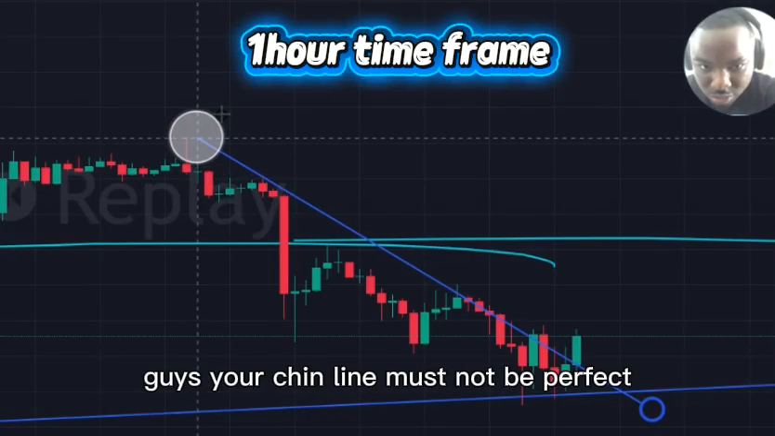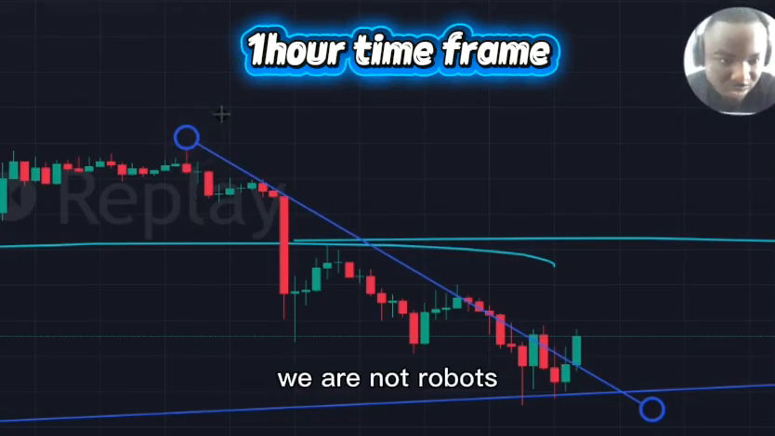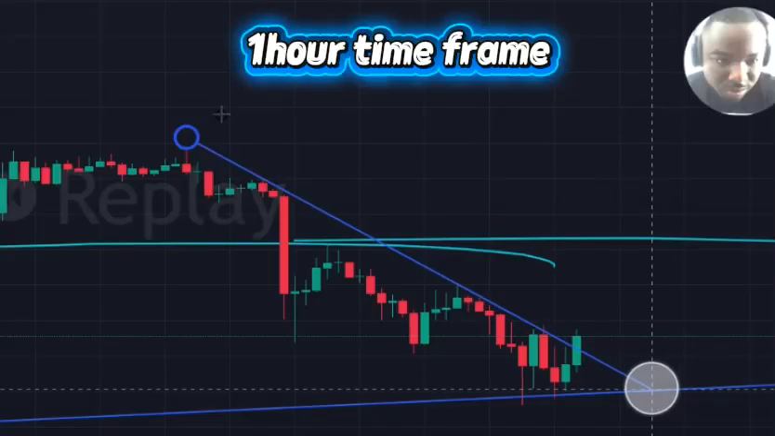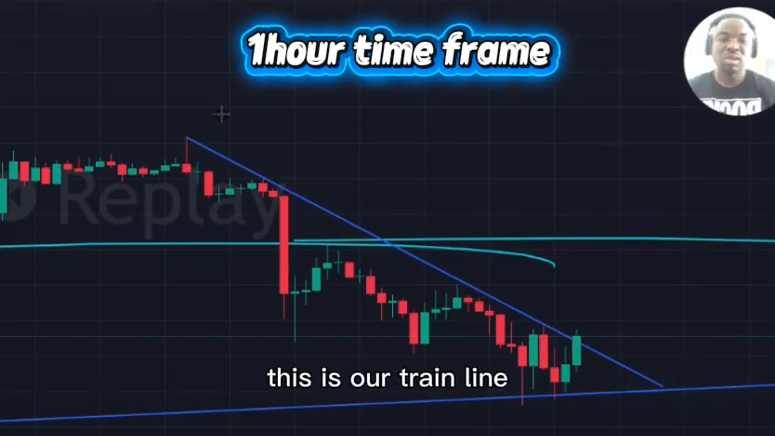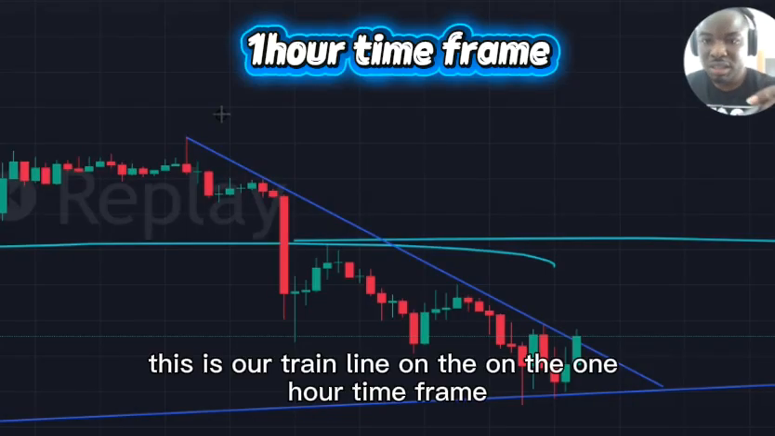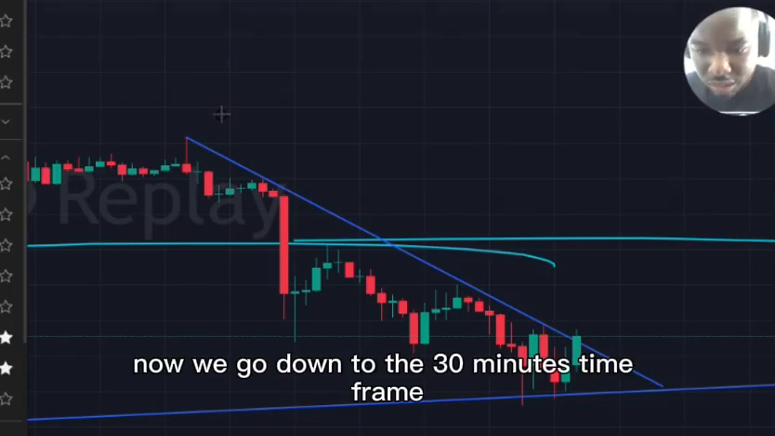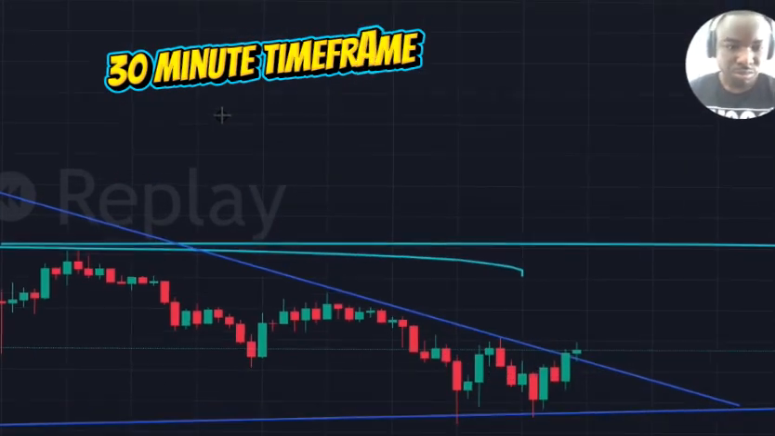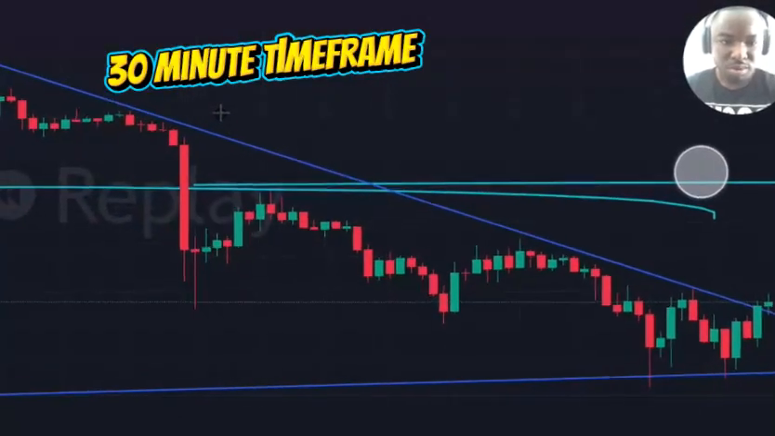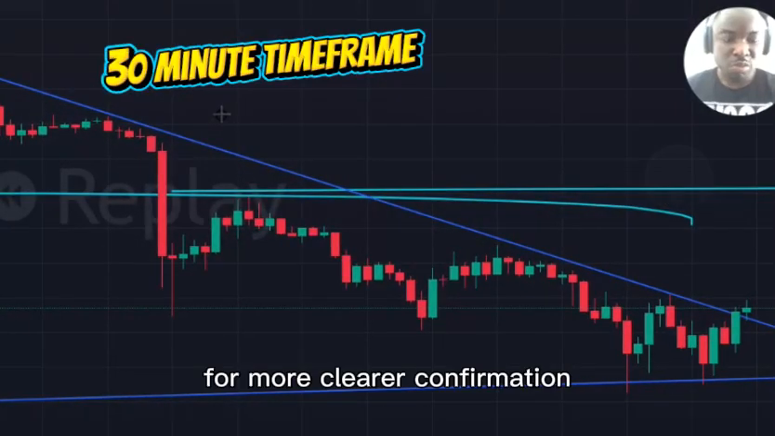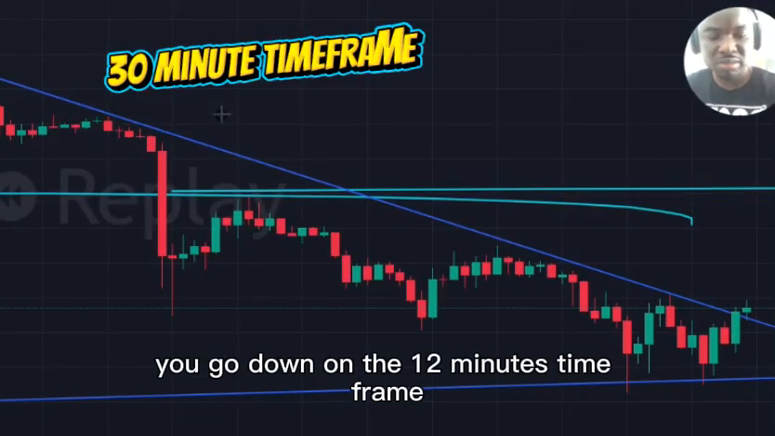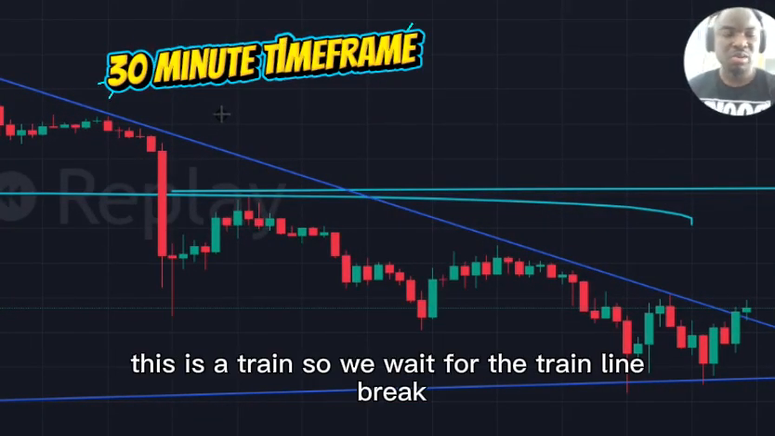Guys, your trend line must not be perfect. We are not robots. This is our trend line on the 1 hour time frame. Now we go down to the 30 minutes time frame. This is a trend line on the 30 minutes time frame. For more clearer confirmation, we go down on the 30 minutes time frame. So we wait for the trend line break.